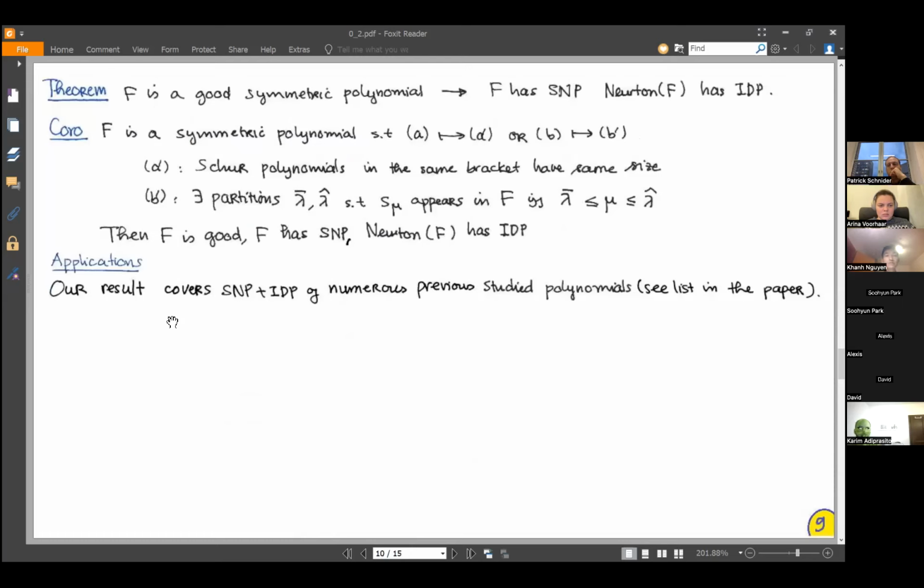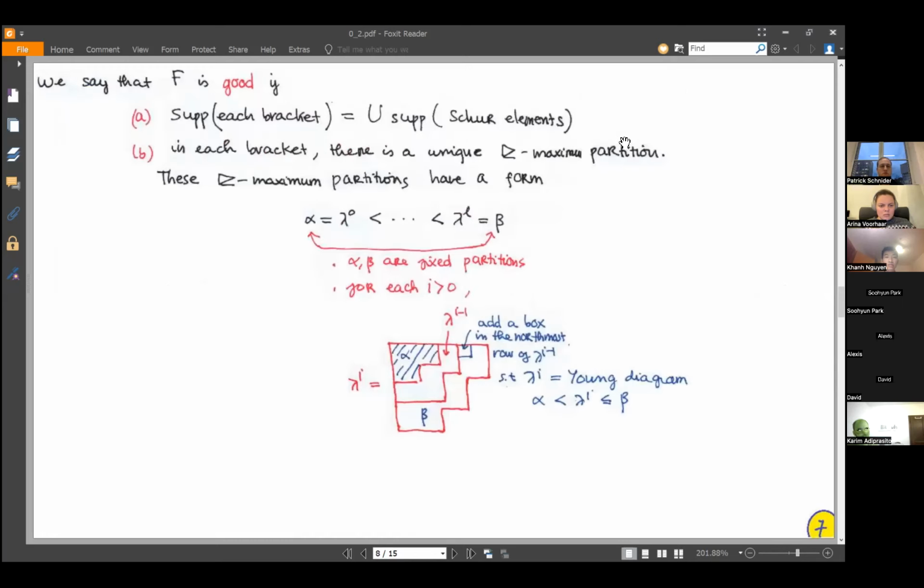And our main theorem says that if F is a good symmetric polynomial, then F has SNP, and the Newton polytope of F has IDP. And a simple corollary of this theorem states that if we replace the condition A by A prime and B by B prime, here A and B are the conditions to define a good symmetric polynomial.